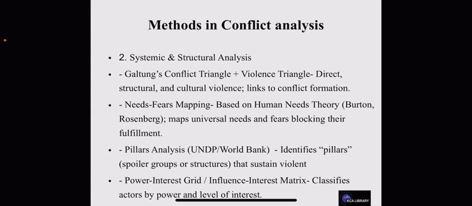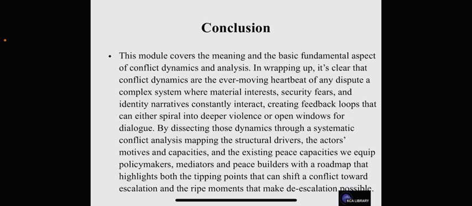This is based on human needs theory, according to Burton and Rosenberg, by mapping out universal needs and fears that block their fulfillment. We also have pillars analysis, which could be from UNDP or the World Bank, where the analyzer tries to identify pillars that sustain violence. Also we have the power-interest grid, or influence-interest matrix. The analyzer should classify actors, the individuals or groups involved in conflict, by power and level of interest. With this, analyzing conflicts will be much easier for the person.